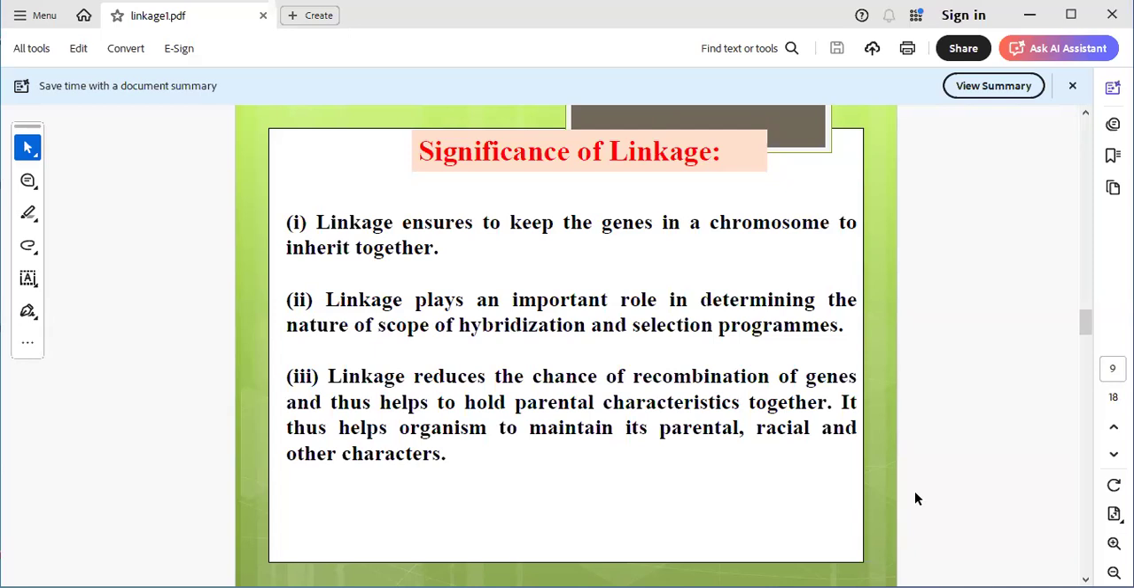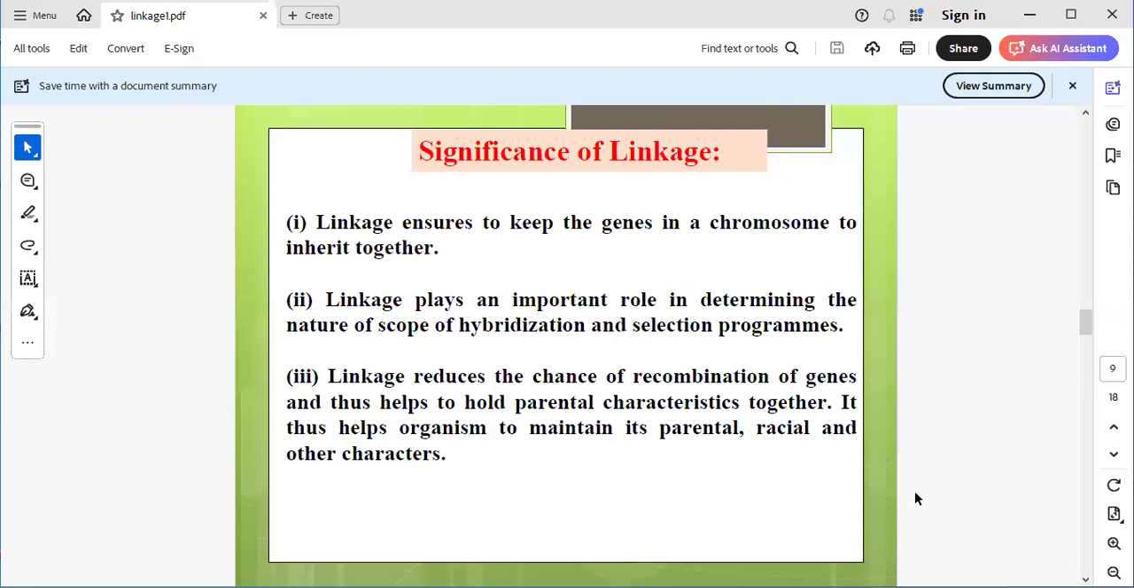Linkage plays an important role in determining the nature and scope of hybridization and selection programs. Linkage reduces the chance of recombination of genes and thus helps to hold parental characteristics together. It thus helps the organism to maintain its parental, racial and other characters.